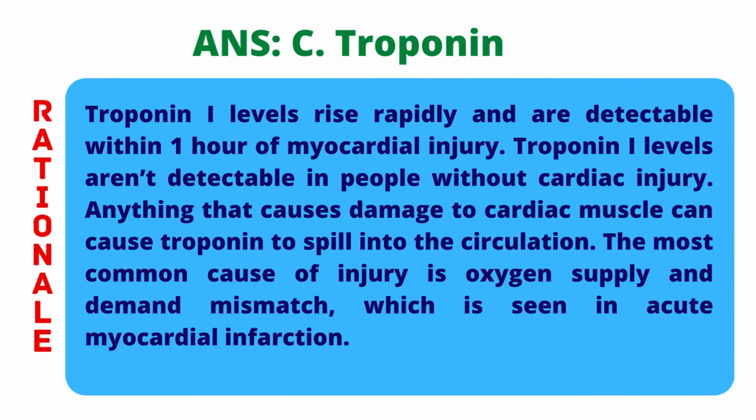So, why is it? Troponin I is a protein that will be present in the blood circulation only if there is cardiac muscle damage. So troponin I levels rise rapidly and are detectable within 1 hour of myocardial injury. So any damage to the heart muscle, myocardium, that can happen because of an infarction etc., there will be a rapid rise in the troponin levels. So it will immediately start to flow in the circulating blood.